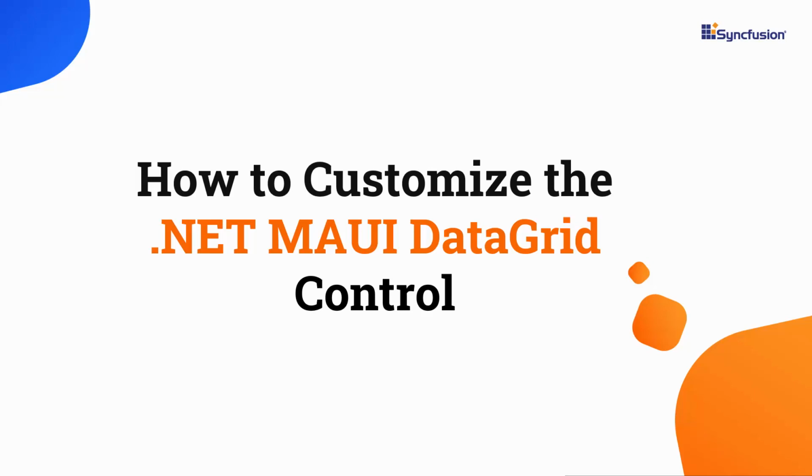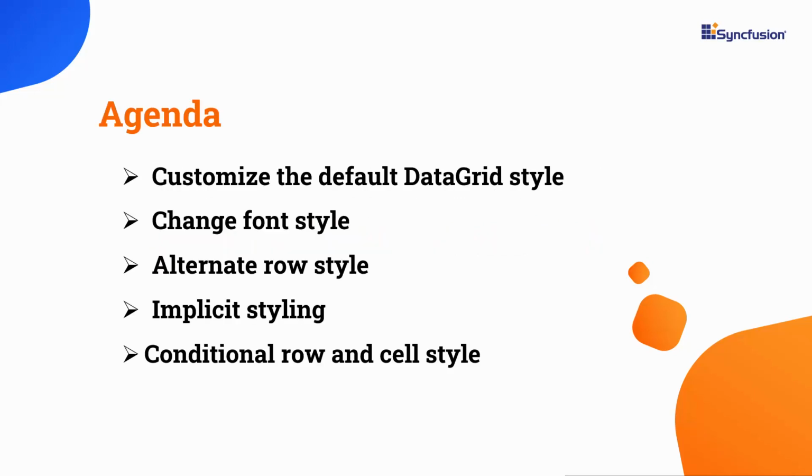Hi everyone, welcome back. In this video, I will show you how to customize the .NET MAUI DataGrid control by applying different styles. I will explain in detail about changing the default DataGrid style, font style, alternate row style, border customization, as well as how to apply the style to the inner elements such as record row and cell, header row and cell, and any particular column and alternate rows. I will also show you how to apply conditional styling to rows, columns, and cells.